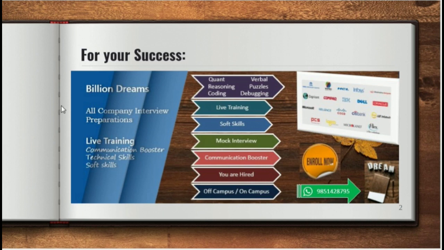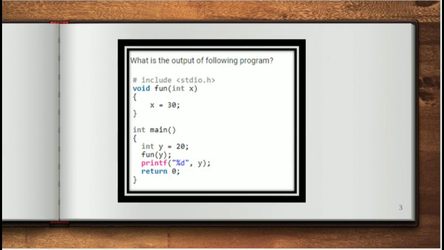From your CV, let's say you mentioned C programming and all. So can you please tell me what is the output of this program? Okay, sir. You can see the screen. In the screen, you can see one question. There is a void function, and there is a main function outside. There is a function called here, and simply I'm printing the value of y.